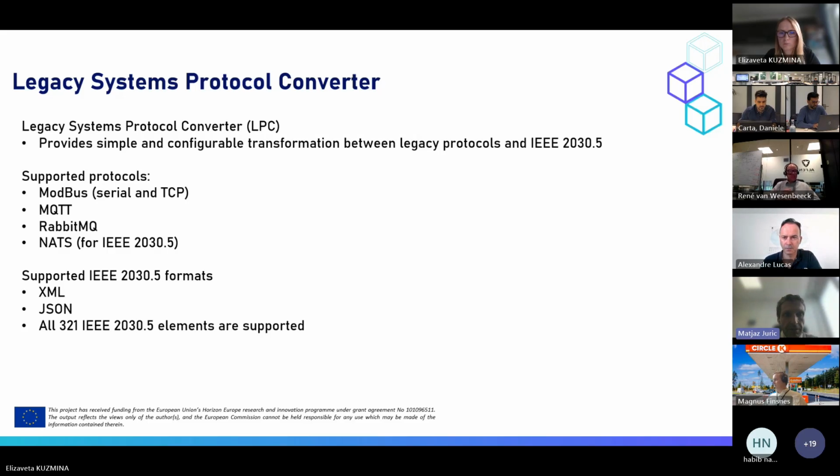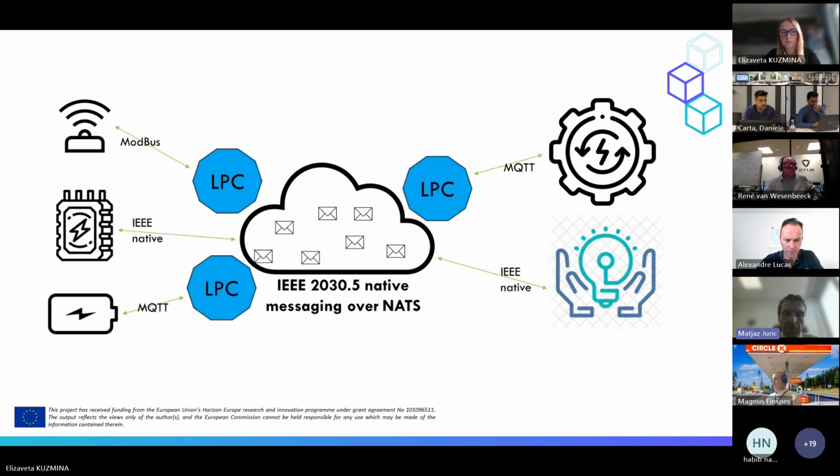What is basically supported are the different transformations between Modbus, MQTT, NATS protocol, where you can use different representations. And if we go to the next slide, please. This figure tries to demonstrate this. You can see on the left side several devices. The first one is using Modbus and the legacy protocol converter, which converts the messages to IEEE 2030.5, stores this in the NATS messaging cloud, and forwards this to the EMS side, which is on the right hand side of the slide, either in native format or in some custom formats such as MQTT or RabbitMQ, which has also lately been supported. Then we have some native devices on the left side and some MQTT devices on the left side.